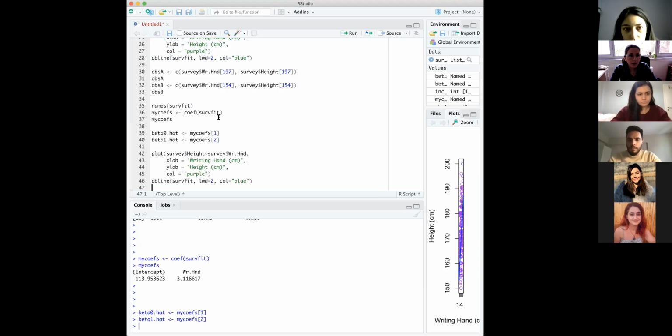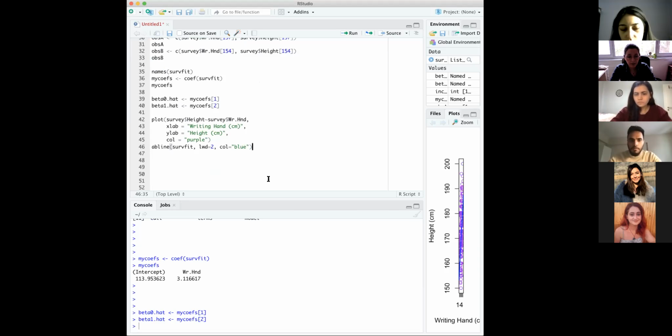And I want to add these two observations, observation A and observation B. And I want to see their distance to the regression line, and I want to see those distances on my graph. Okay, then maybe you remember that we were using segments.